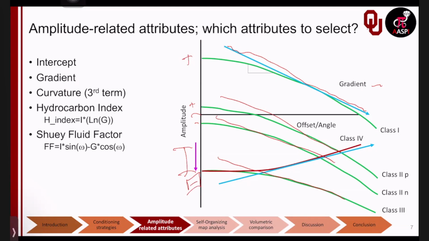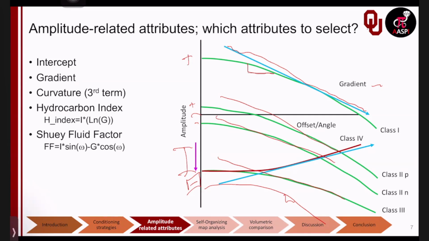negative intercept, right? And then the curvature is the derivative of the gradient. So it basically relates to how fast it is deviating from the horizontal, right? It's a derivative. It is not the same to have a subtle amplitude anomaly versus a very sharp amplitude anomaly. For example, I'm going to exaggerate here. So this has a greater, or steeper, curvature. And then the hydrocarbon index, as I mentioned, is intercept times the logarithmic transformation of the gradient.